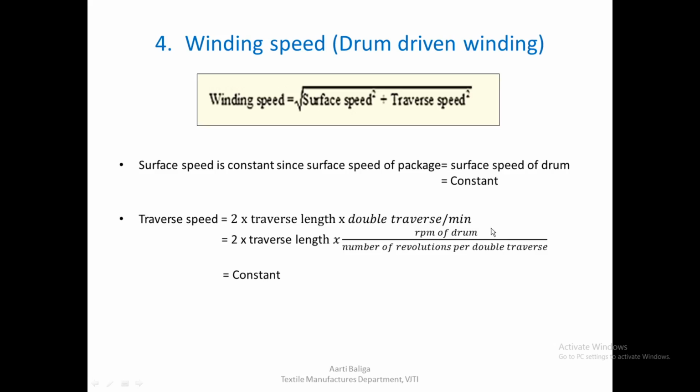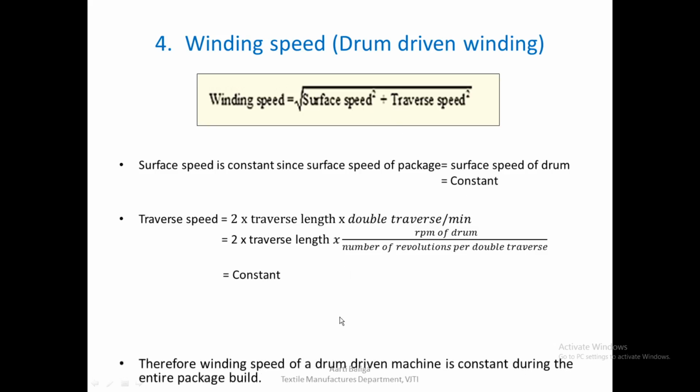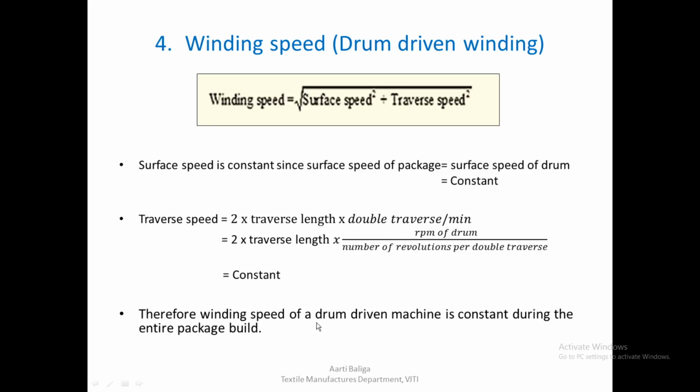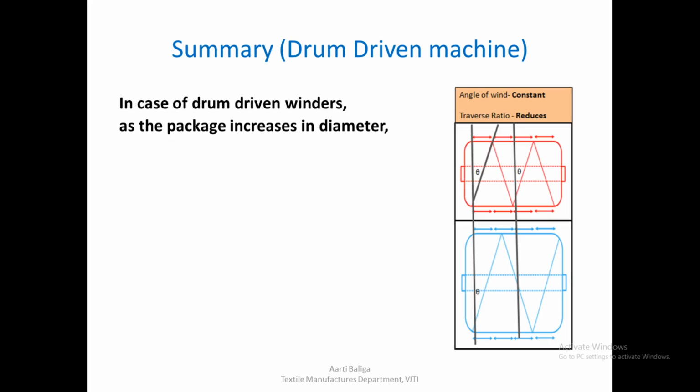So when we look at this entire thing, it is a constant, and we have also proved in our earlier slide that traverse speed in case of a drum driven winder is going to be constant. So when both these parameters are going to be constant, we can easily conclude that therefore the winding speed of a drum driven machine is constant during the entire package build. So we have seen the most important parameters, and whether they increase or decrease in case of a drum driven winder.